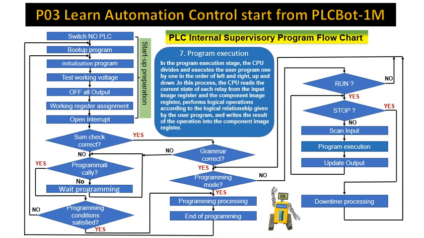(7) Program execution. In the program execution stage, the CPU divides and executes the user program one by one in the order of left and right, up and down. In this process, the CPU reads the current state of each relay from the input image register, and the component image register performs logical operations according to the logical relationship given by the user program, and writes the result of the operation into the component image register.